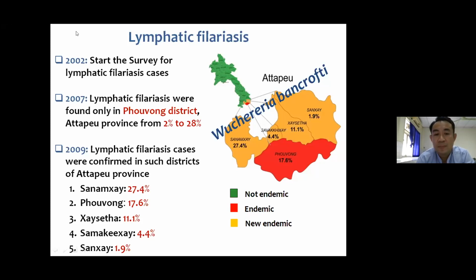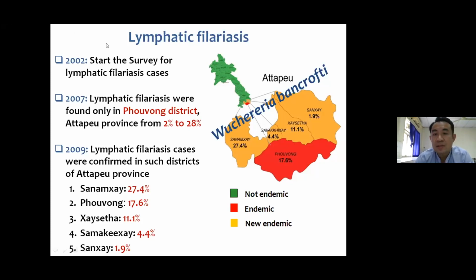So we extended the survey for filariasis. In Sanamxay we found 27.4%, Phu 17.6%, Saysettha district 11.1%, Samakkhixay district 4.4%, and in Sansai district we found 1.9%.